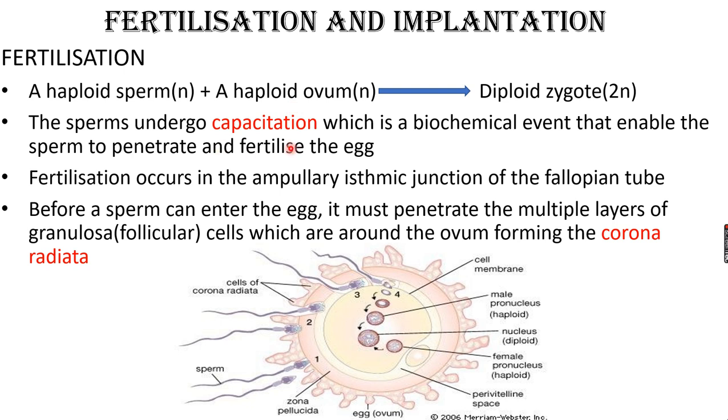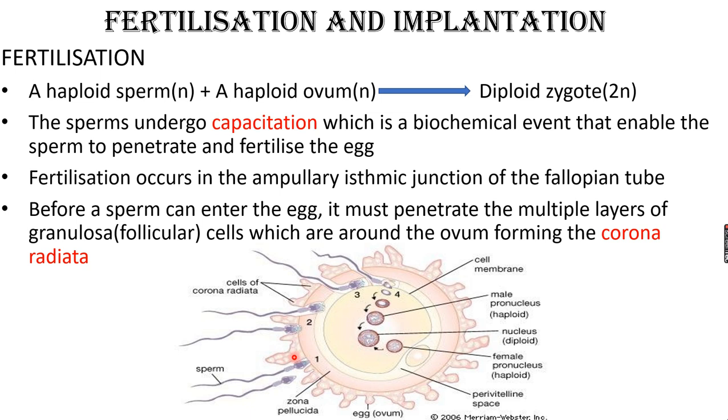The sperm undergo a capacitation process, a biochemical event, which enables the sperm to penetrate and fertilize. Here you can see a large number of sperms trying to penetrate and enter into the single ovum, because only a single egg is produced.